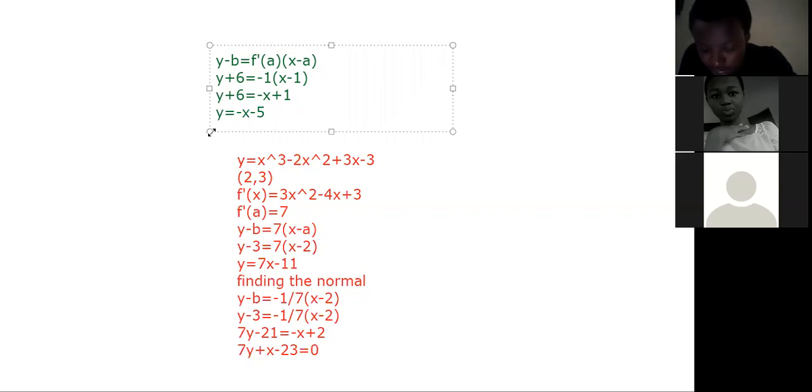And don't forget that the question says that the tangent to the curve y is equal to x cubed minus x squared plus 1 at P passes through the points (1, -3) and (3, 13). So these are the 2 points that the tangent passes through. If you want to find the gradient, you are going to use change in y over change in x because you've been given 2 points.